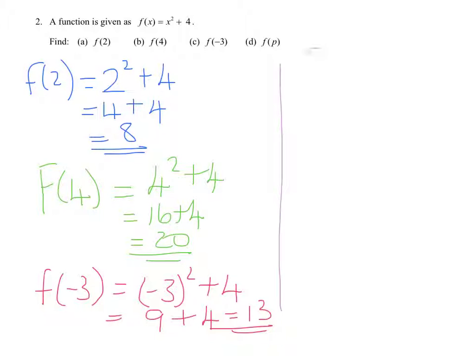And then finally we're asked for f of p. Well, if f of x is x squared plus 4, then f of p is going to be p squared plus 4.